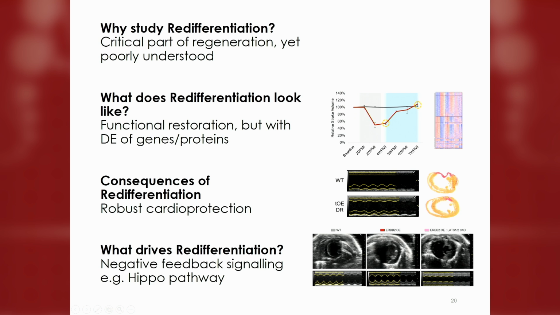Okay, to summarize my talk: redifferentiation is equally important to study in the context of heart regeneration, especially if we are aiming for the clinic. What does redifferentiation look like? Functional restoration, but differentially expressed genes and proteins remain. The most important thing is that the consequence of this de-differentiation, redifferentiation is robust cardioprotection. And we suggest that a negative feedback mechanism is the driving force for redifferentiation.